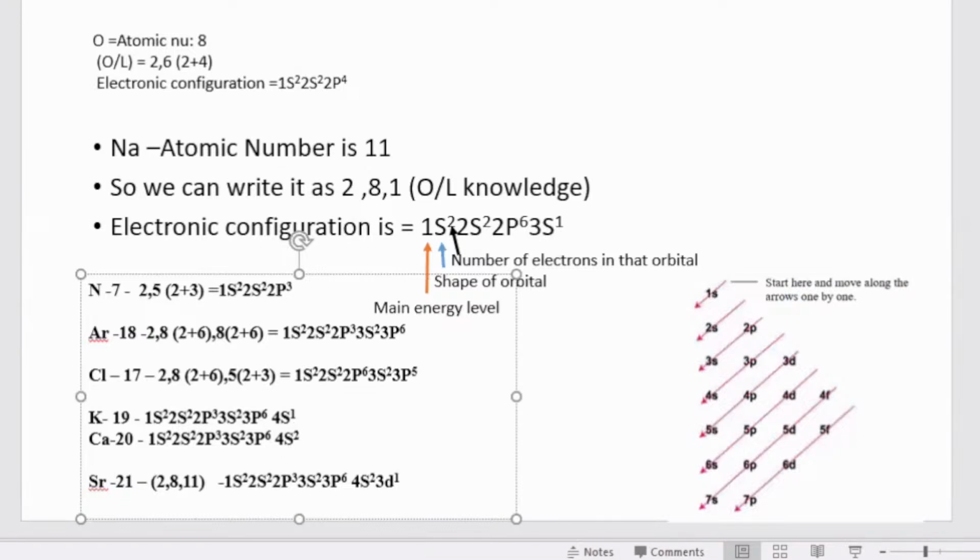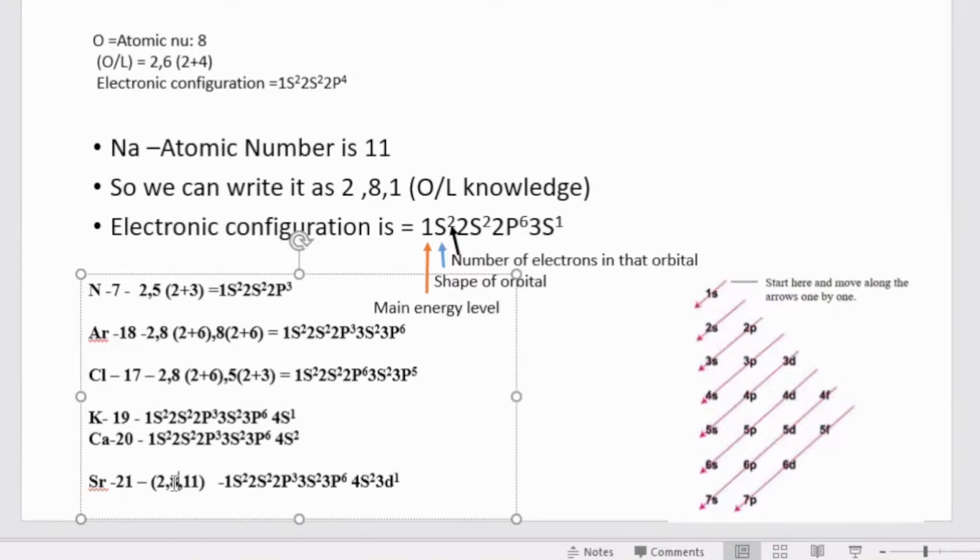Okay, then for strontium 2, 8 and 11. That is how we can divide. Okay? Please forget the O-level ones. For O-levels, you learned first energy level only 2 electrons, second 8, third 8. First energy level, only 2 electrons can be occupied. For second energy level, 8. Third energy level, 18 electrons can be occupied.